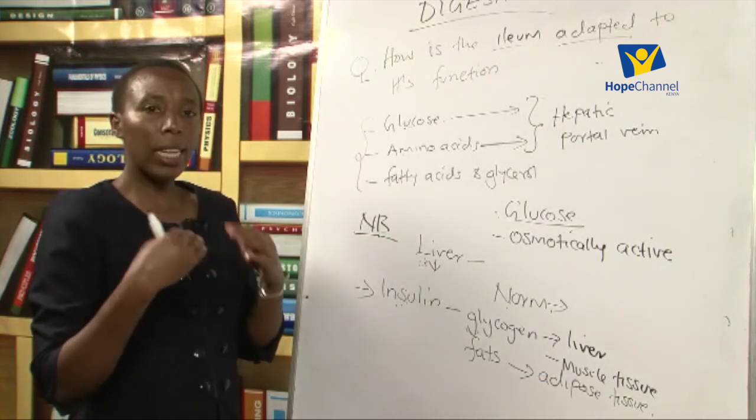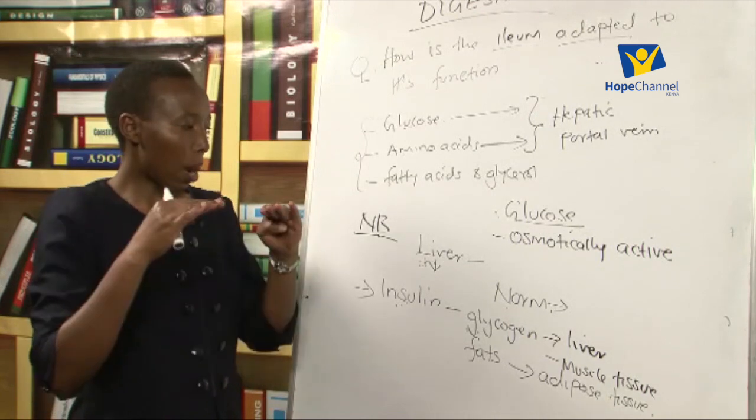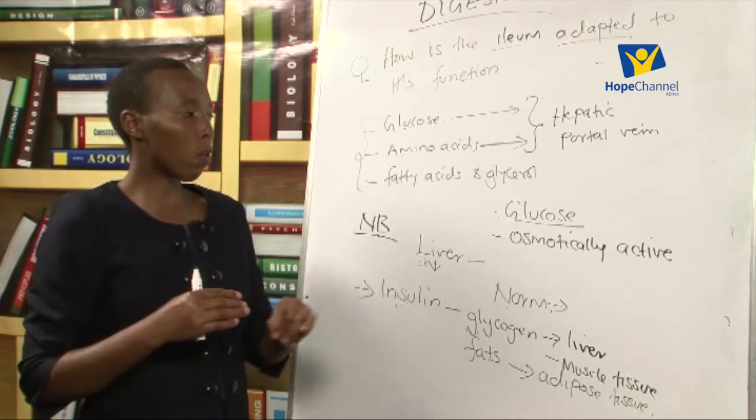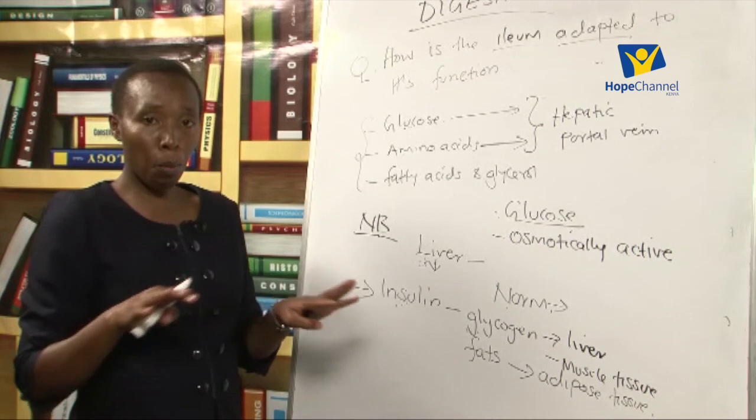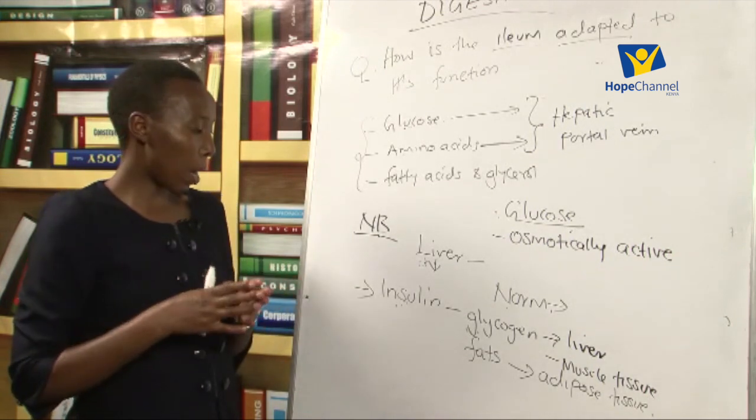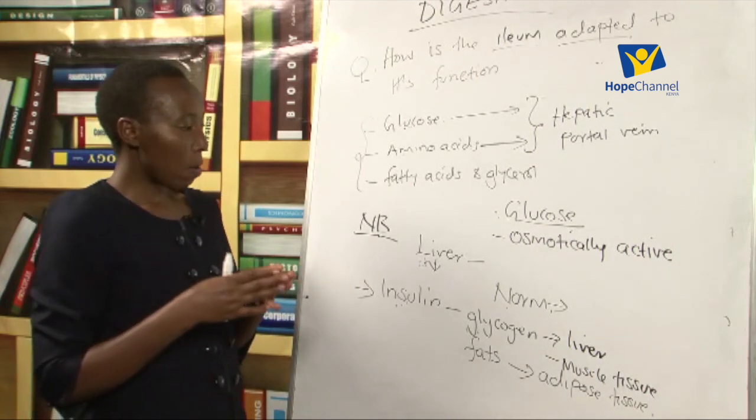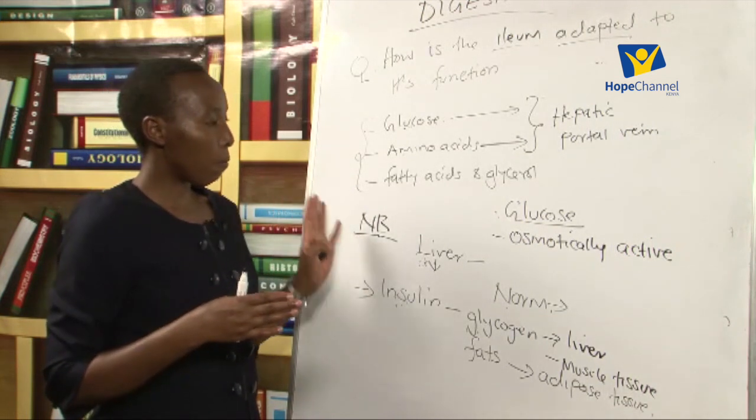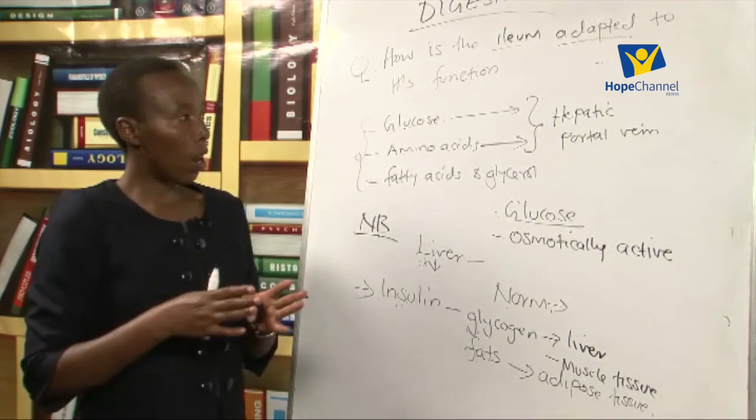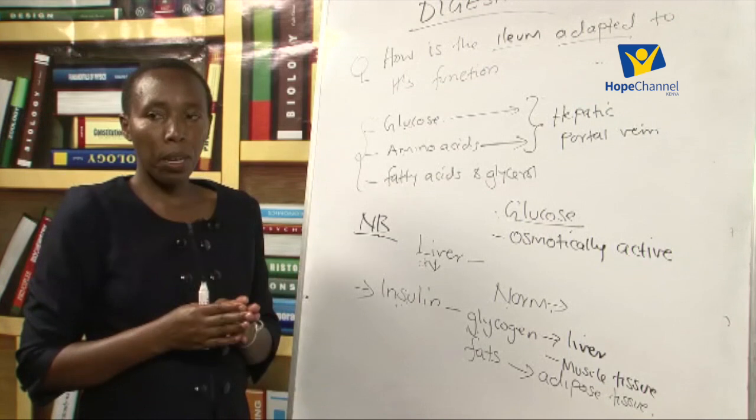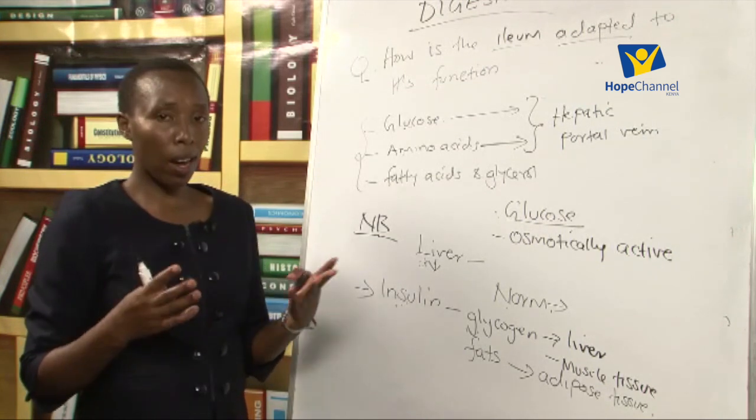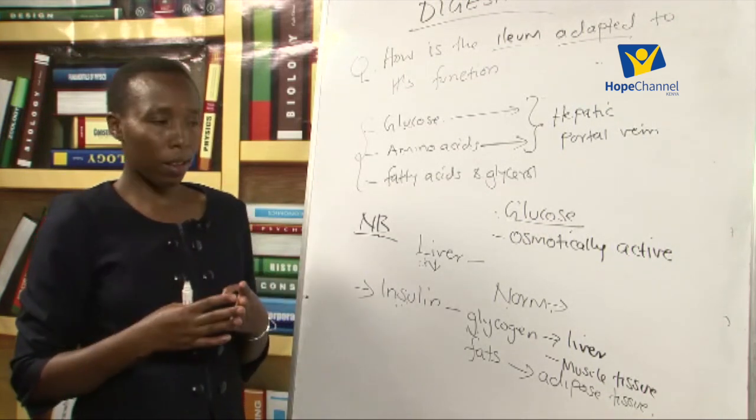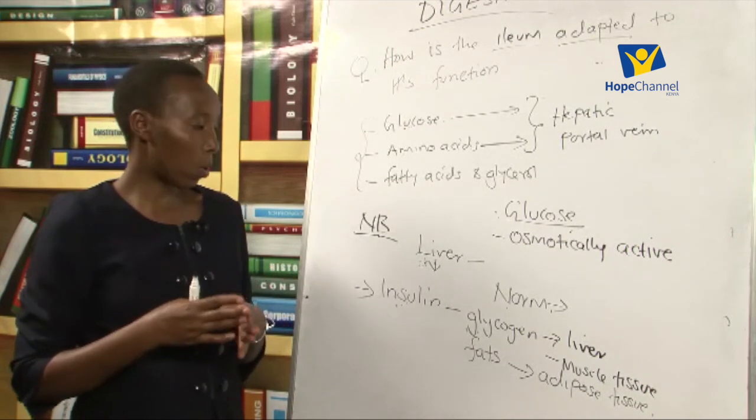We don't need excess, because remember, glucose is osmotically active, so we need the normal range of glucose in the blood. Otherwise, if glucose just flows directly into the whole body system, then it means the osmotic pressure is going to be high within the cells. And of course, we know what will happen to the cells.